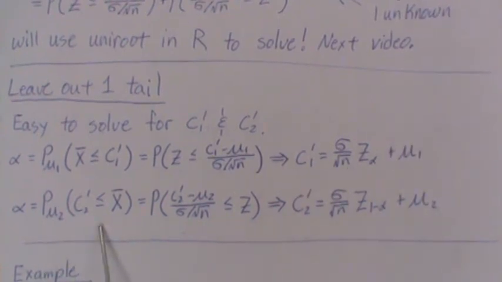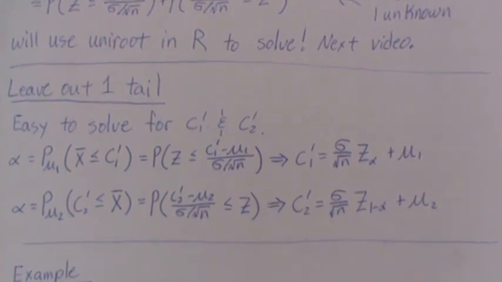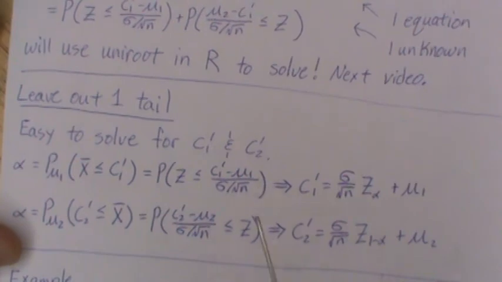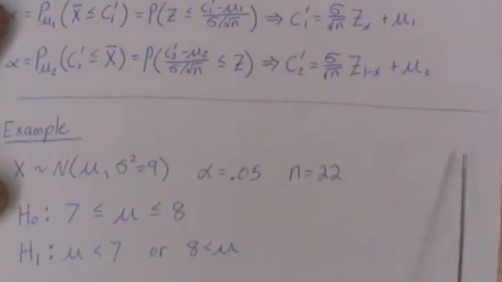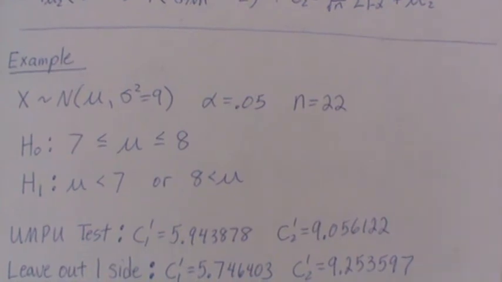And then over here, the probability x bar is greater than C2, assuming mu2 is the correct value. Transform it to a z, then this has to be z sub 1 minus alpha. That means the right tail is alpha. Set it equal to that, solve for C2 prime, and you get this. Now, in the R illustration, we'll do both of these tests, and I'll show you that they're really, really close to each other.